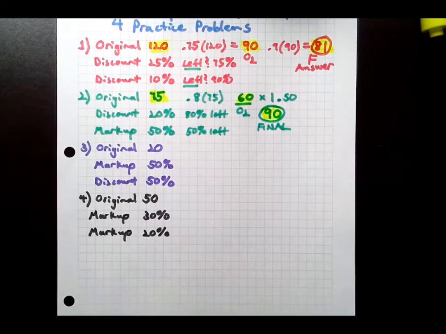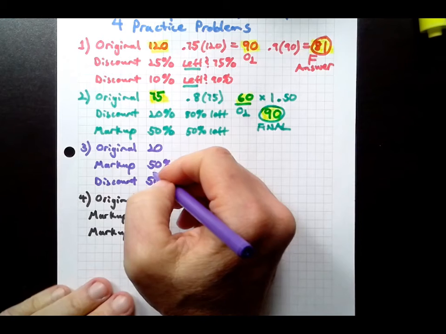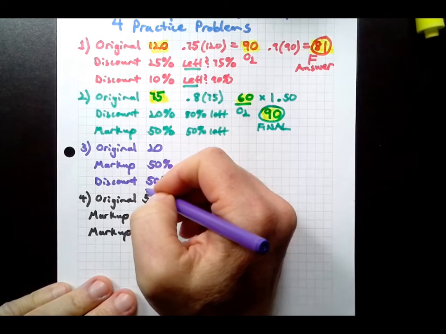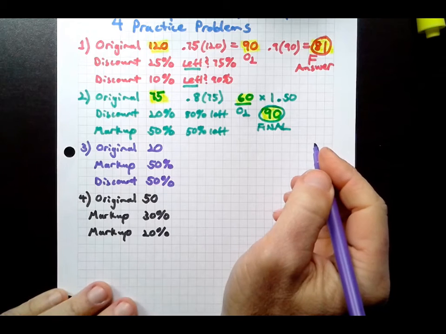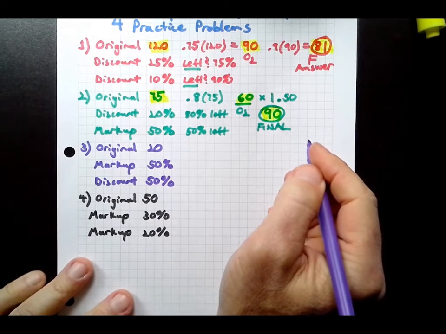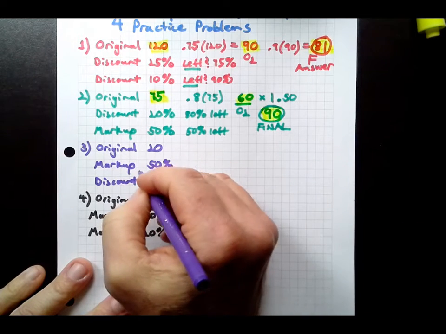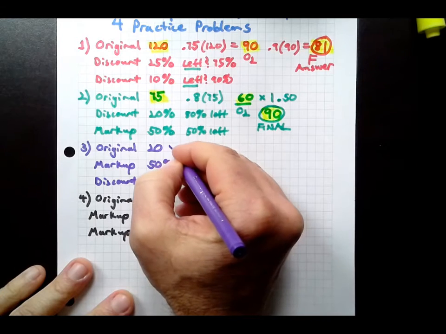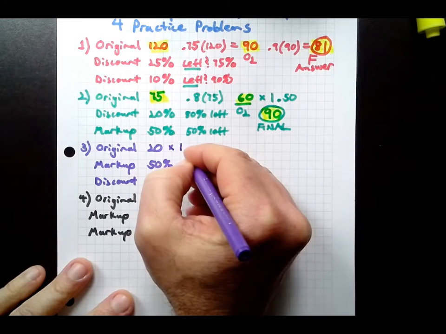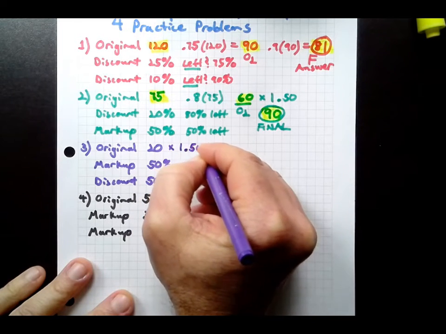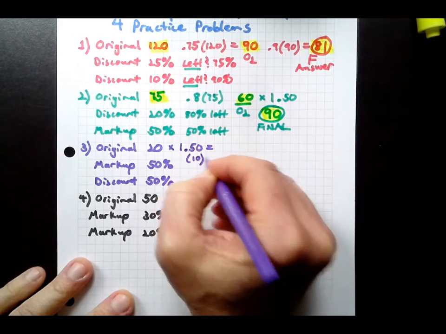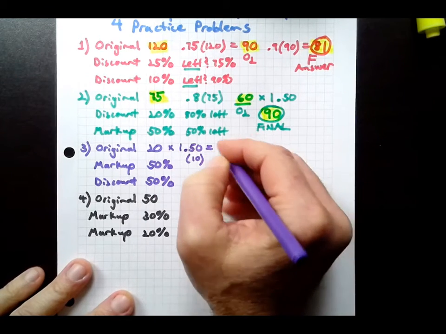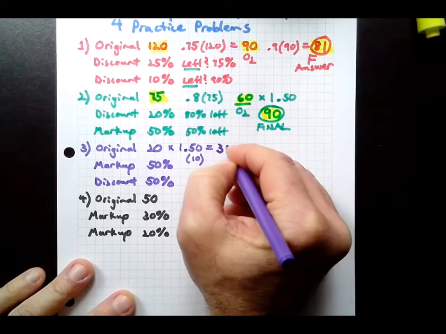Now we're going purple, starting with 20, mark up by 50%, mark down by 50%. Do you think that's going to get us back to 20? Let's find out. Marking up means I multiply by itself and another 50%, which is 10. There we go, 30.